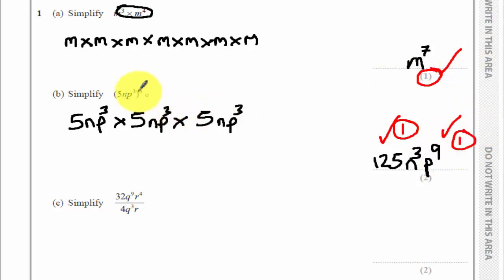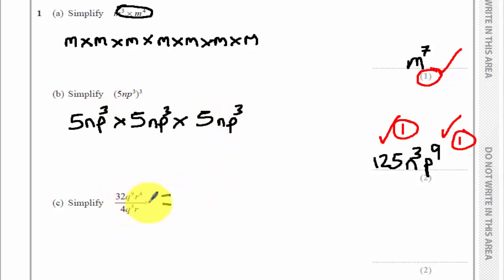A quicker way of doing it is to do 5 cubed, which gives 125. Over this n here is n to the power of 1. 1 times 3 is 3, and 3 times 3 is 9. But if you need to write it out longhand, that makes perfect sense as well.